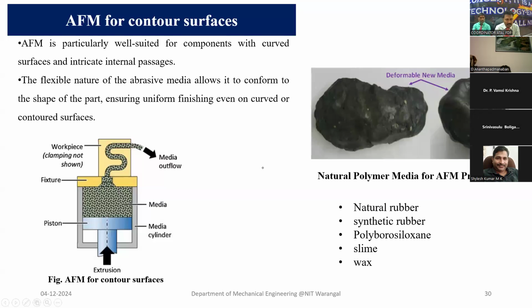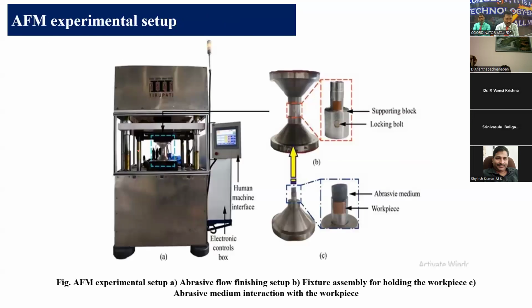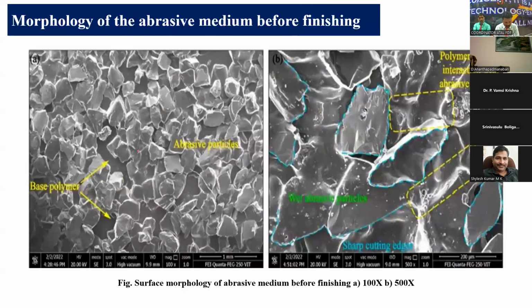Today, actually, I'm showing the media. So these are the different types of media we can use. And this is the movement of the media over the surface of the workpiece. So we can keep the workpiece like this. So maybe the internal surfaces we can finish with the media flow. And this is the real setup of the AFM setup.